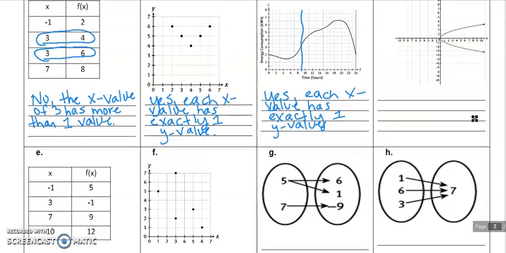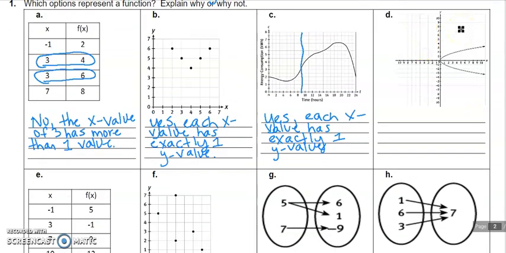All right, and then letter D, again, I'm thinking about drawing a vertical line. This vertical line here does intersect the relation twice, so that means it fails the vertical line test. So is this a function? No. Each x value does not have exactly one y value.